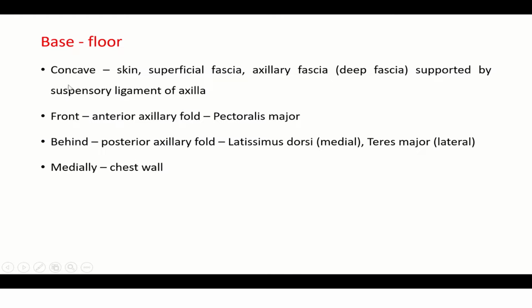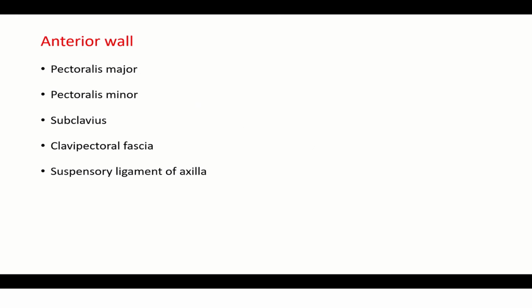In front, there will be anterior axillary fold, which is formed by pectoralis major, and behind there will be posterior axillary fold, which is formed by the latissimus dorsi on the medial aspect and teres major on the lateral aspect. Medially, it will be the chest wall. These are the boundaries of the base.